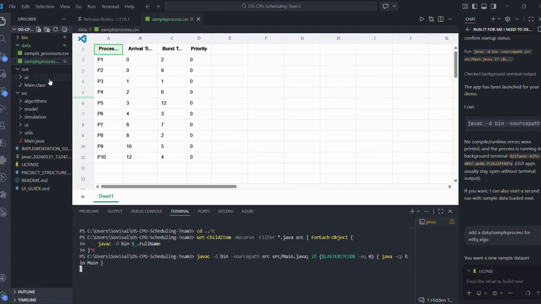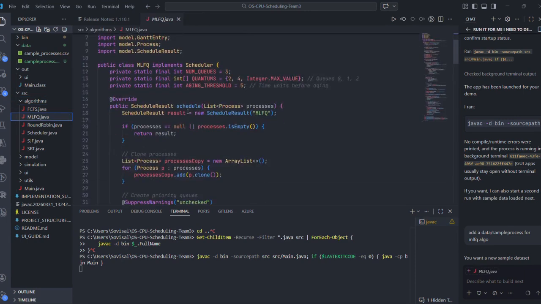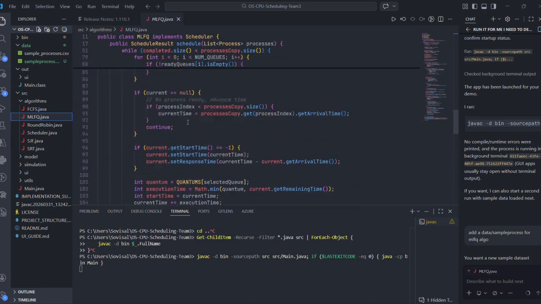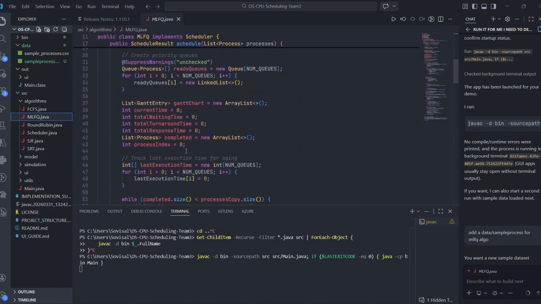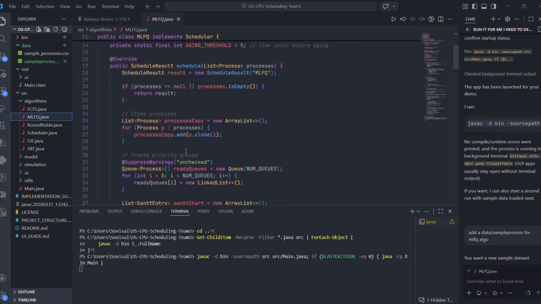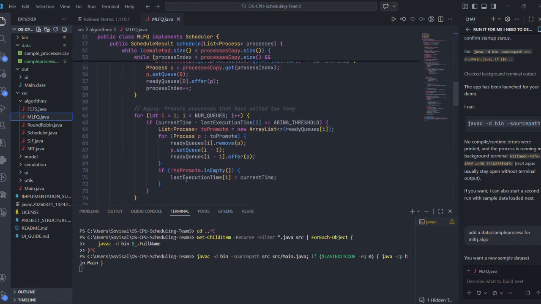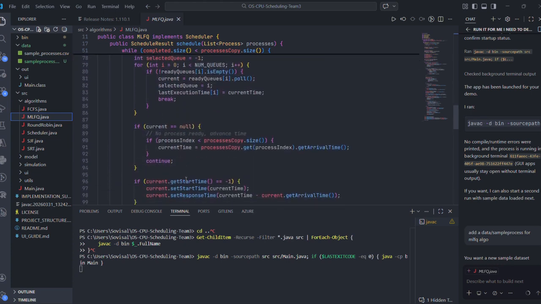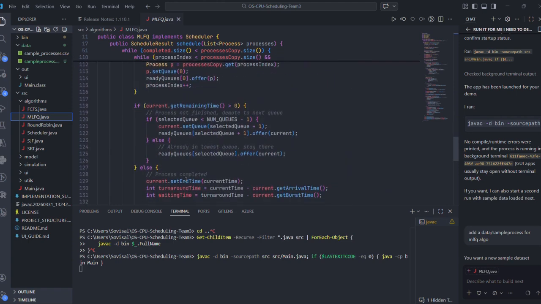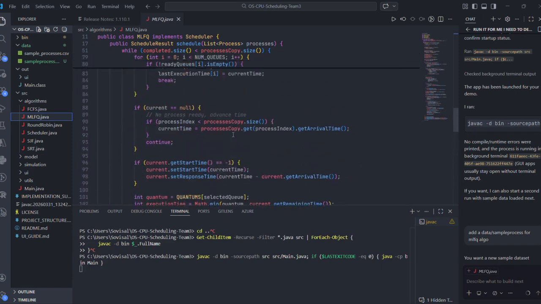And here is the code that we implemented for MLFQ. Here is the algorithm that we have implemented. Basically we have three main queues. The first queue is round robin, which is the high priority one. The second queue is round robin 2, and the third queue we use for first come first serve, the lowest priority one.